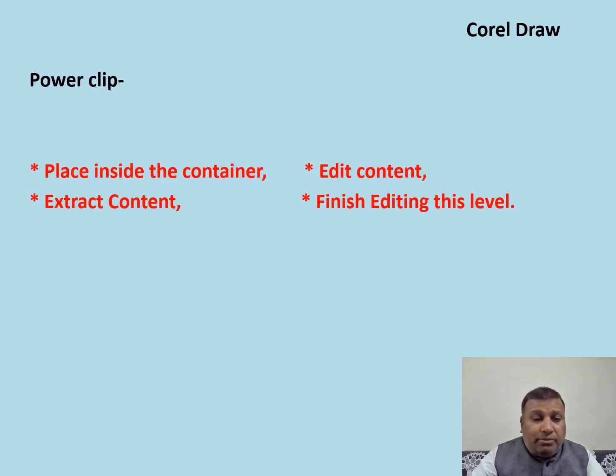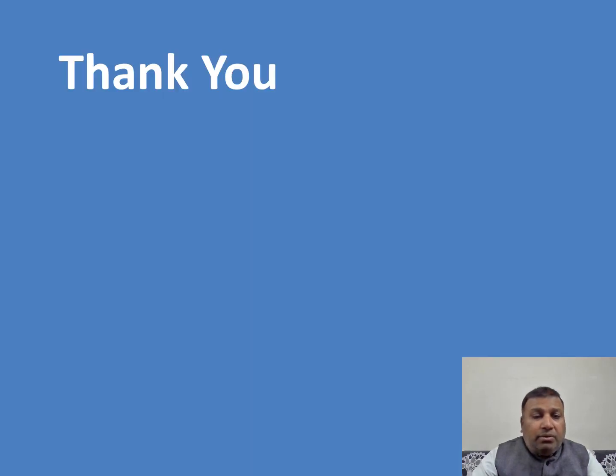And the last is PowerClip. PowerClip is basically to put our content in a particular container. The container may be your object, your text, whatever you feel. And there are four stages: place inside the container, edit content, extract content, and finish editing this level. Thank you.